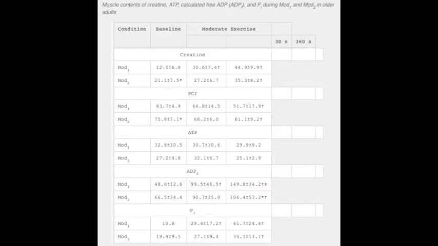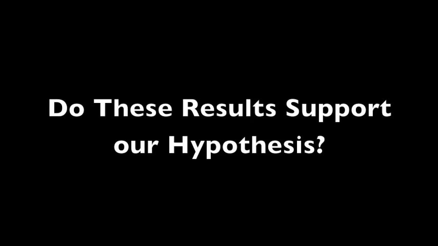Muscle ADP content increased at both 30 seconds and 6 minutes exercise in Mod 1. Muscle ADP content did not experience a significant increase until 6 minutes of exercise in Mod 2. The increase in muscle ADP content after 6 minutes of exercise was 60% lower in Mod 2 compared to Mod 1. We were correct in hypothesizing that pyruvate would not experience a significant change and that muscle ADP content would be lower.